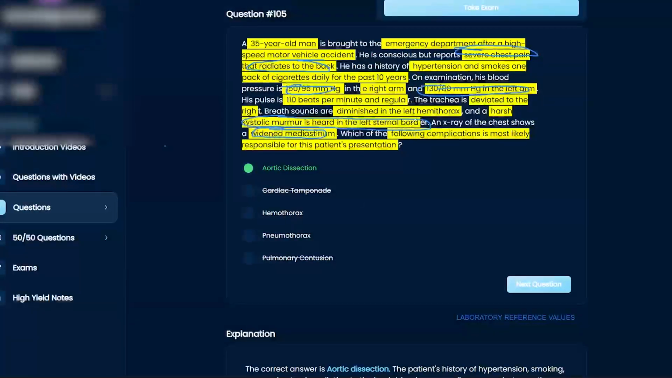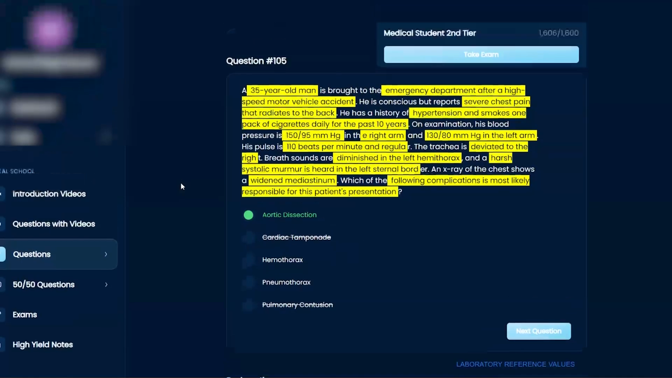Hemothorax and pneumothorax will only support your diminished breath sounds on one side, but you're not going to have a widened mediastinum, right? You will have a deviated trachea, right? But you see how not too much evidence supports those, but the majority supports aortic dissection. Does it make sense? Yes. So that's how I want you to clinically work through these questions, okay? Okay.